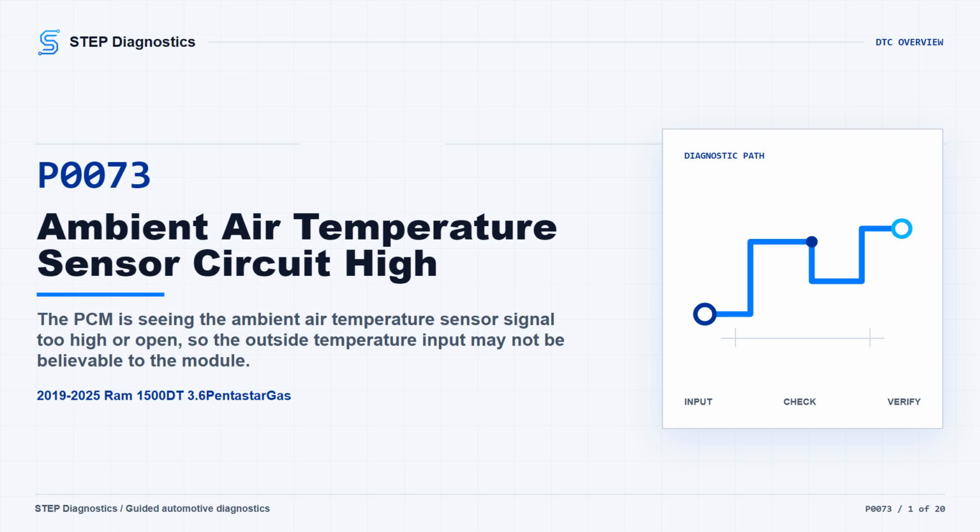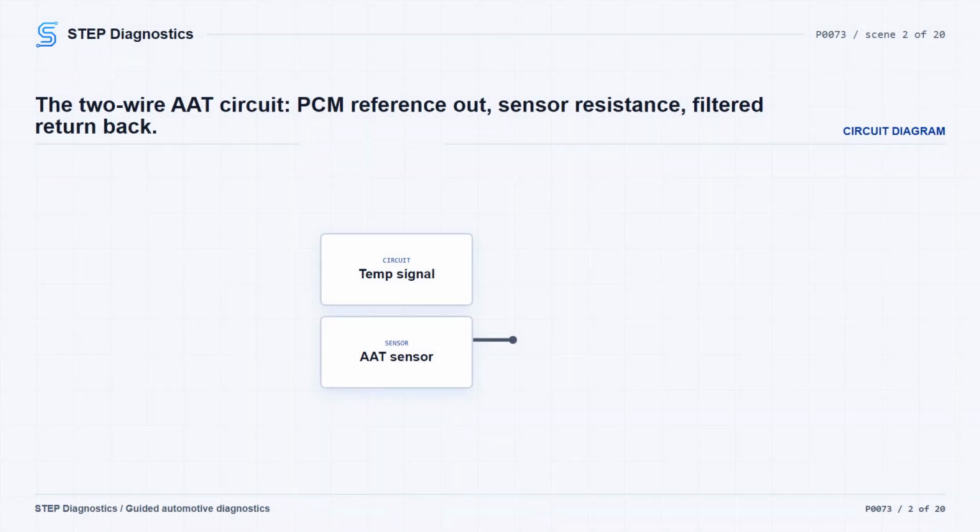be affected. The broad fault areas are the sensor connection, the signal circuit, the sensor ground or return circuit, the sensor itself, and only after the wiring and connectors check out, the ECU side of the circuit. This is a two-wire temperature sensor circuit. Temperature sensors are typically a variable resistor that functions as a normal two-wire 5.0-volt sensor, and the ECU supplies the temp sensor with a 5.0-volt reference signal and a filtered ground return circuit.